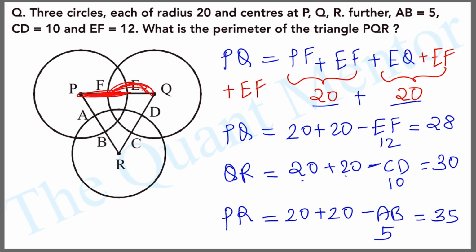Finally, we want the perimeter of triangle PQR. It will be the summation of the three sides: 28 plus 30 plus 35. All these three together give me a sum of 93, and that's the perimeter of triangle PQR, 93 square units.